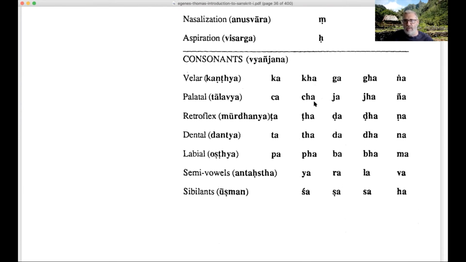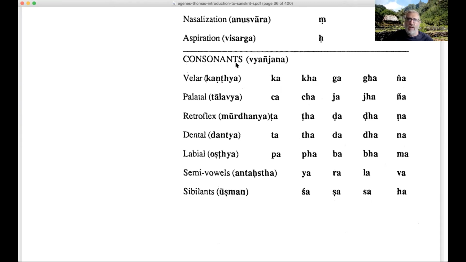Now the consonants. The consonants: ka, kha, ga, gha, nga, cha, chha, ja, jha, nya, ta, tha, da, dha, na, ta, tha, da, dha, na, pa, pha, ba, bha, ma, ya, ra, la, va, sha, sha, sa, ha. That's it. And here are all the Sanskrit terms for them.